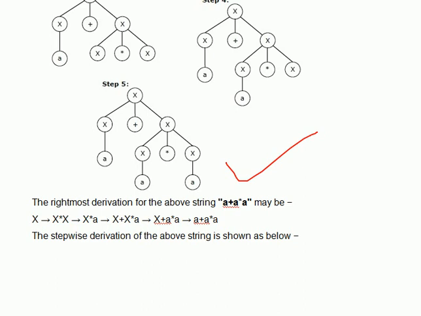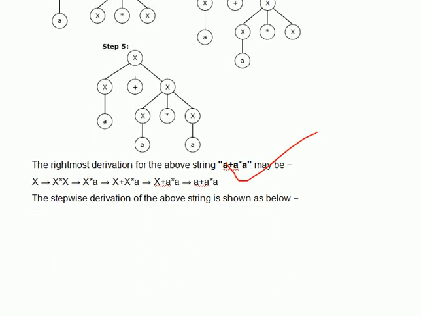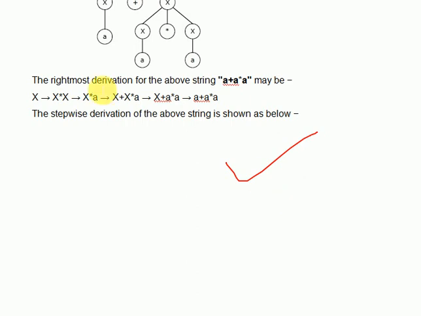And now with the right derivation, we will again pick up the rightmost non-terminal. This is x. Now it is replaced by a, and again x star a. Now this x is replaced by x plus x star a. Now the rightmost a star a. In the previous example, we were taking the plus part first and the star part later on. But in this example, you can see that you are taking the asterisk part first and the plus part later on. So this is your right derivation tree.